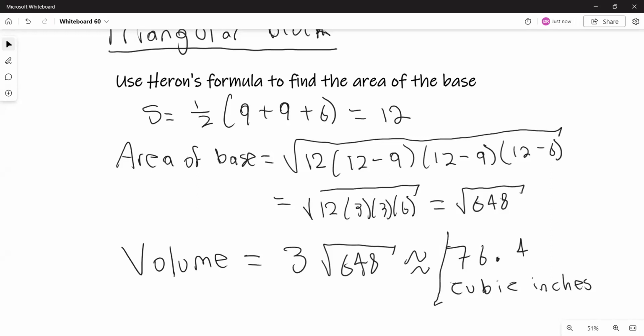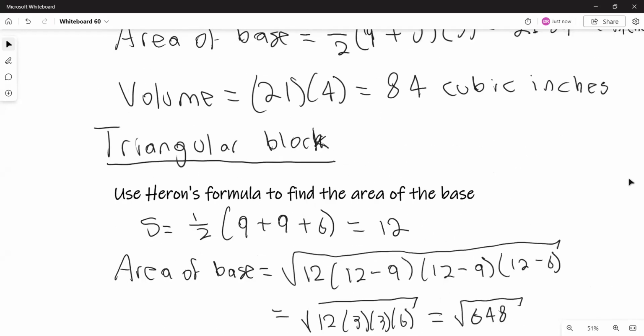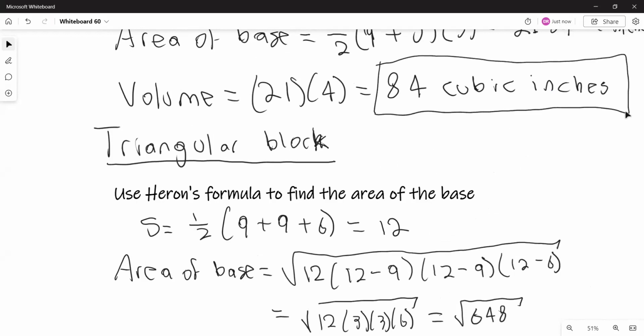Okay, so let's compare the volumes. That was the volume of the triangular block. And the volume of the trapezoidal block is 84 cubic inches. So the trapezoidal block has more volume. And that's the one you should buy. You're going to get more product for the same price.